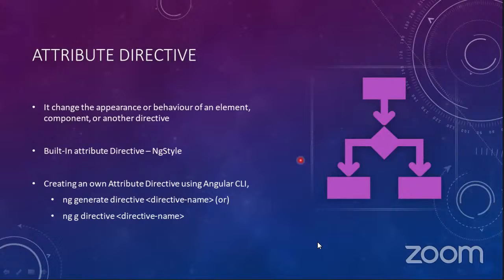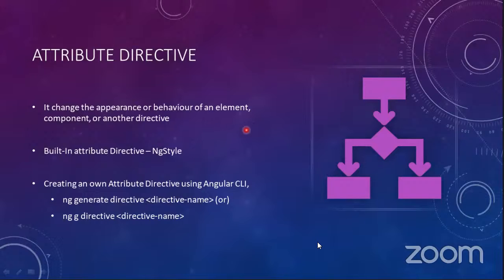Okay, I think it's good to share the result. Sharing the result now. Structural directive always starts with, yes of course, an asterisk. Most of you are right. Which directive will help to change the appearance of an element? The appearance of the element will be done by attribute directive.